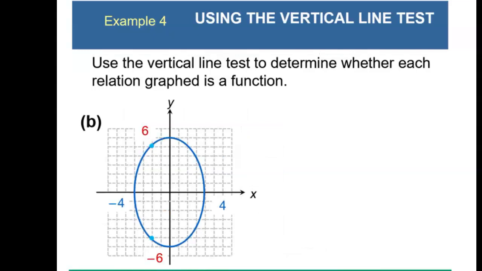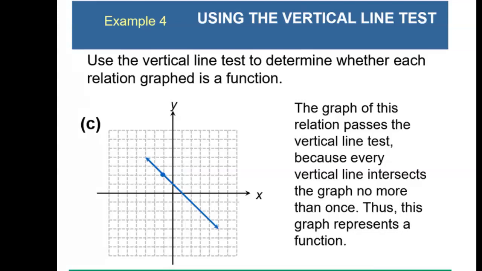My next graph, if I use the vertical line test, because I can find a vertical line that meets the graph in more than one place, then this relation is not a function. And so there are multiple vertical lines that could demonstrate this, okay? But all you have to do is find one. If you can find one vertical line that meets the graph in more than one place, then the graph is not a function.